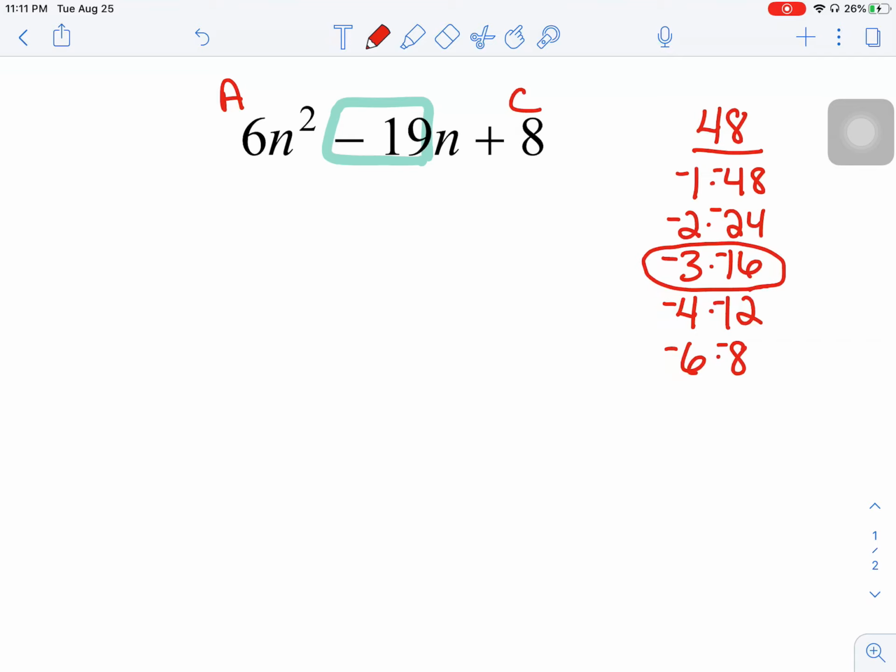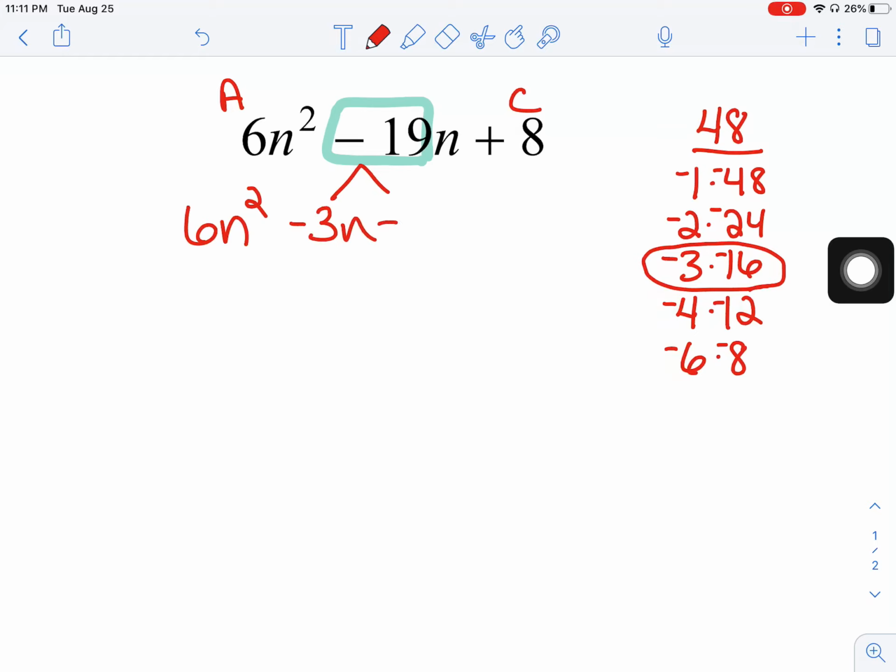So now that I know the pair of numbers, I'm going to use those numbers to take this trinomial and turn it into a 4-term polynomial. So leave the first term the same. This middle term we're going to split using this factor pair. So negative 3n minus 16n. It doesn't matter which order you write them in. And then I'm going to go ahead and pull down that plus 8.